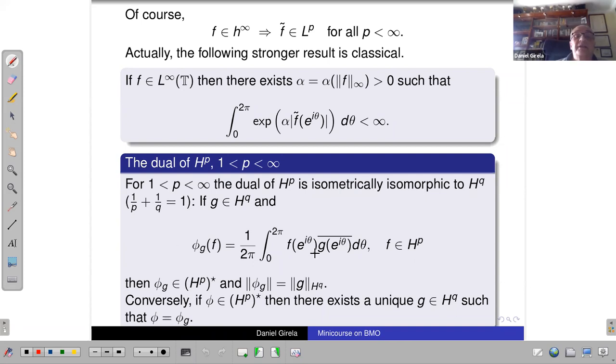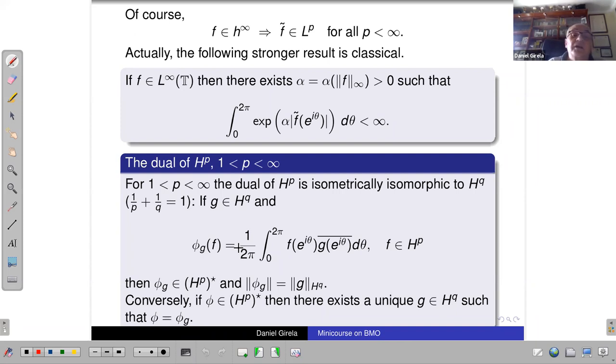This isometric isomorphism is given in this way. If we have G in HQ, phi sub G of F is defined this way: the integral of F times G bar defines a bounded linear functional on HP which has the same norm as the function. So this is the classical duality theorem in HP, which is the analog to the one for LP spaces. Actually, one uses the duality theorem for LP spaces, one uses the Hahn-Banach theorem and things like that, and one gets this. So these are two very important results that are true for P between 1 and infinity.